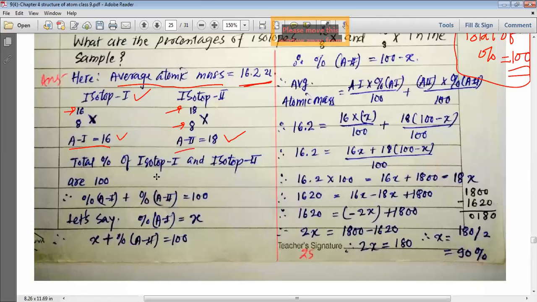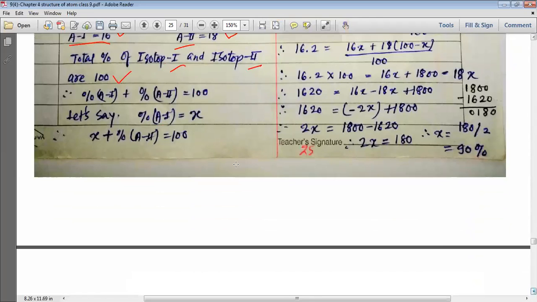The total percentage of isotope 1 and isotope 2 is 100, and therefore my dear students, we can write that the percentage of isotope 1 plus the percentage of isotope 2 is equal to 100. Let us say the percentage of isotope 1 is X.